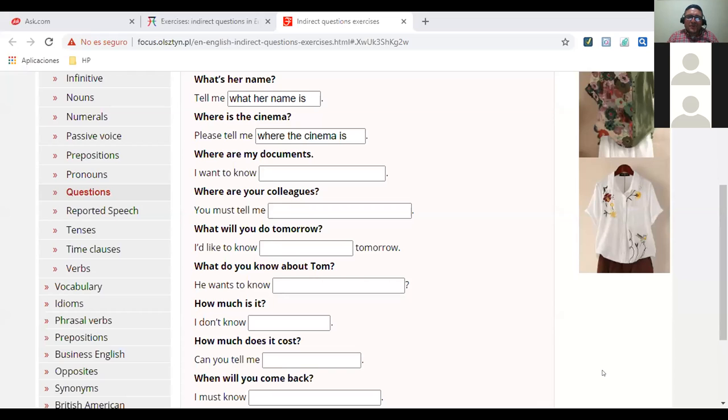No, it's not that. Not what you do tomorrow. What you will do tomorrow. What will you do tomorrow? No, what you will do. You will do. Yes. You will do, exactly. Okay.